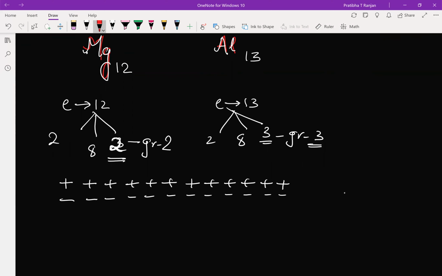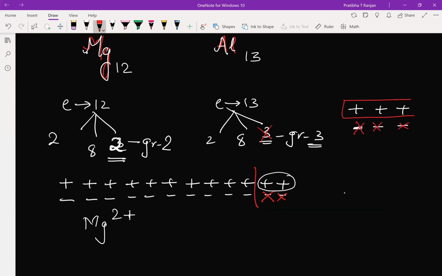Now 2 are gone, so this is balanced by this one. So 2 are left. That's why Mg is going to develop the plus 2 charge. For aluminum, the last orbit contained 3 electrons. So these 3 electrons are compensated by 3 protons. Now, since the last orbit is vanished, it means all these 3 are gone. So it has a 3 charge here and we can write Al plus 3.